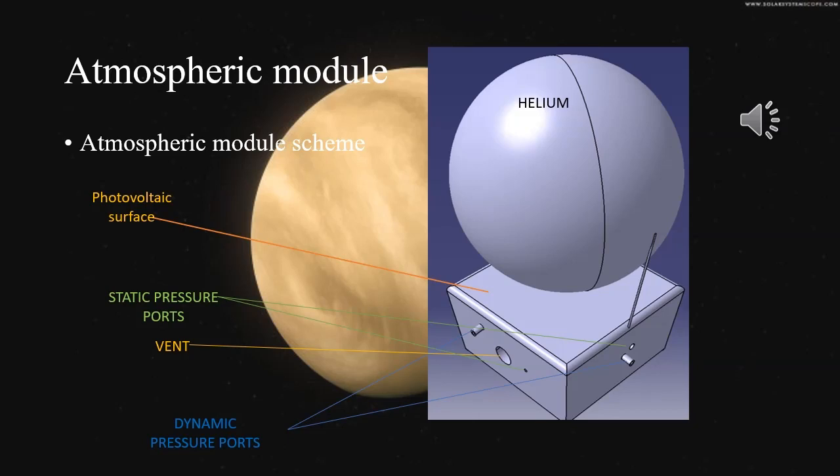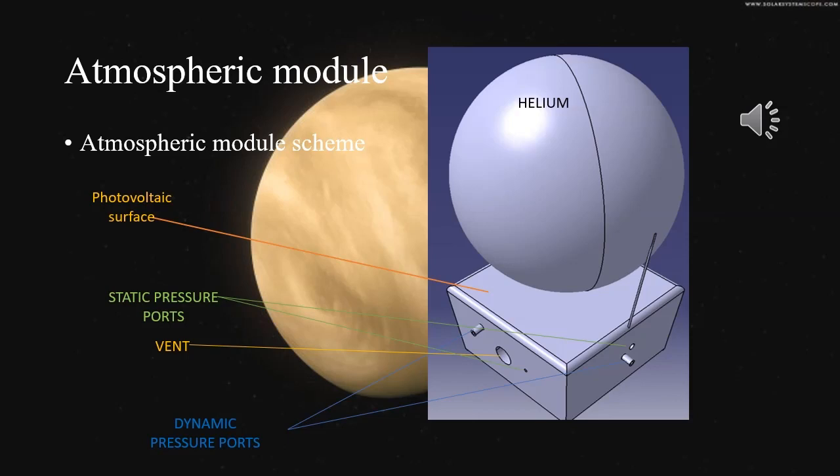Then the important part, we have static pressure ports and dynamic pressure ports, which are going to act like a pitot tube. And we also have a venting port, which will be used to cool down the internal components of our canopy. Furthermore, the static pressure ports are going to be used to collect air and perform chemical analysis on the air samples.